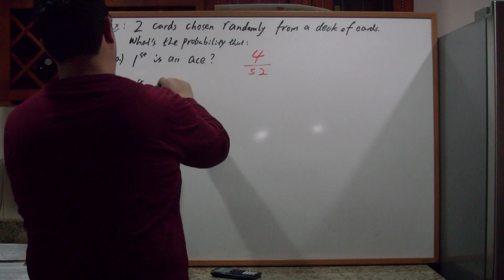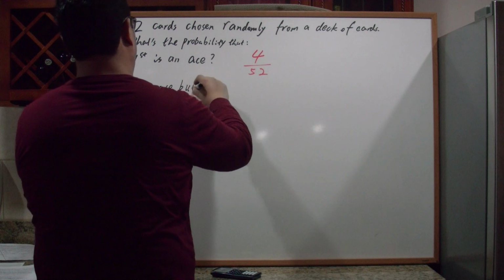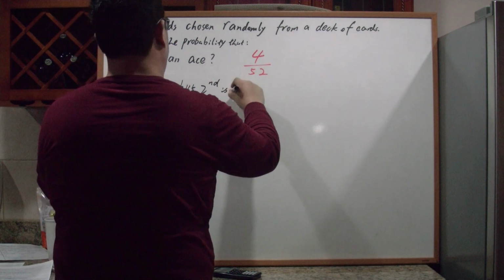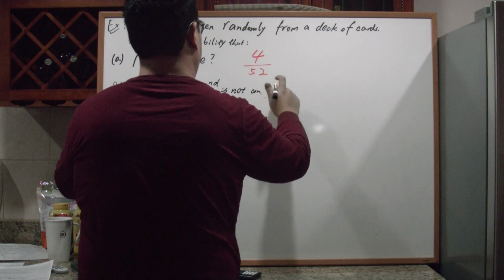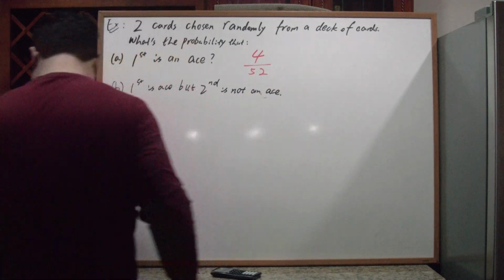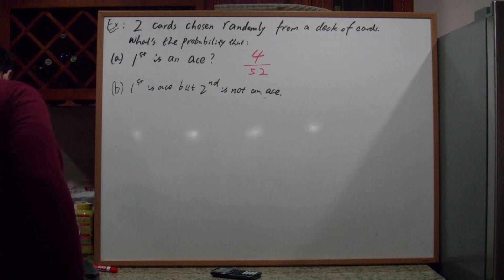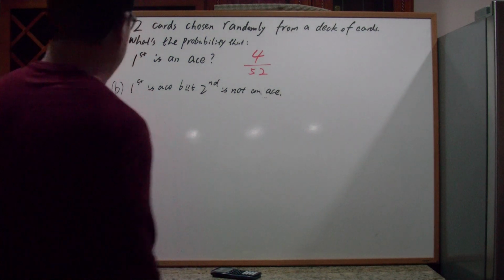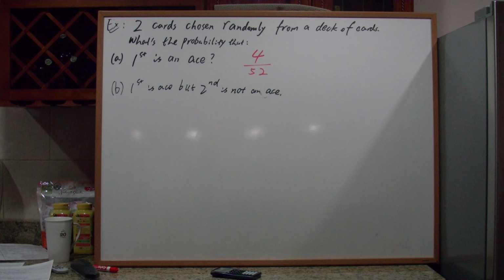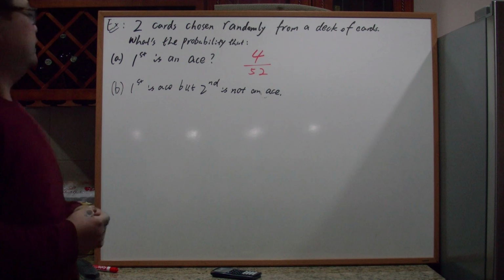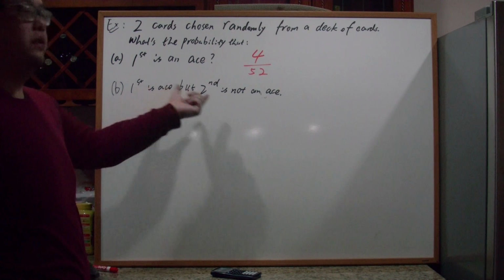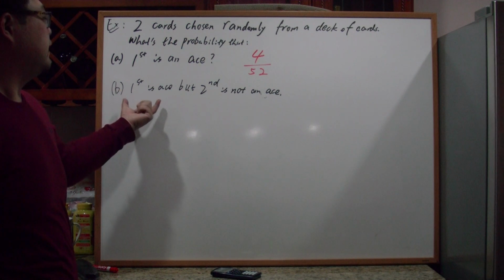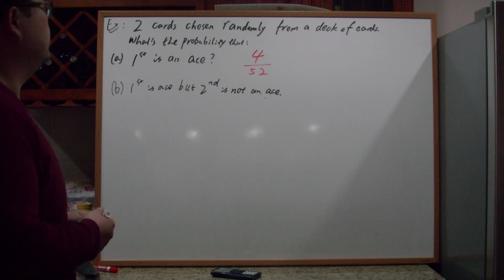Right, the first is an ace, but the second is not an ace. The first card is an ace, but the second card is not an ace. That "but" is the same wording as "and", right? So there are two steps in the event. The probability that the first is an ace and the second is not an ace.